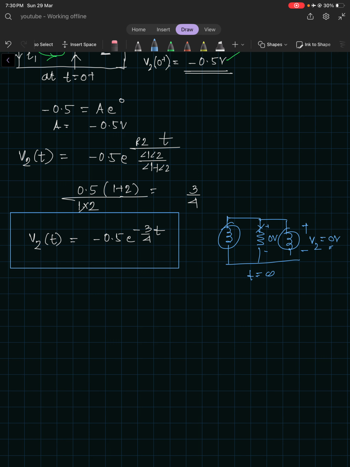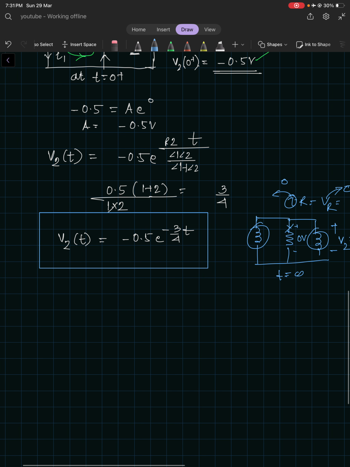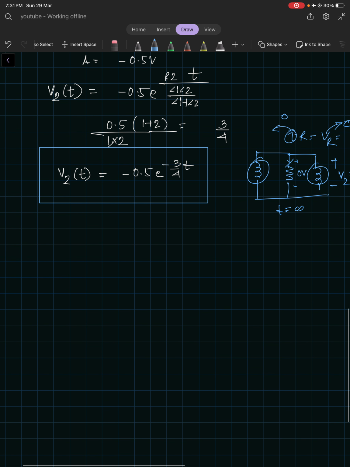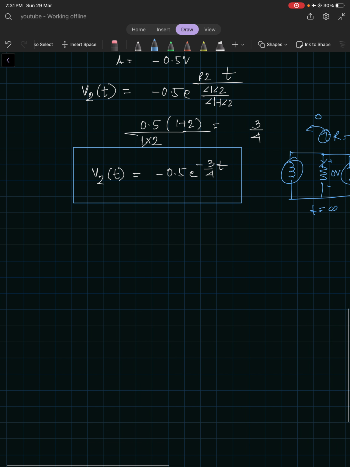At least the current is not passing through the resistor, right? Because I times R is equal to V across R, and this voltage is becoming 0, it means I is becoming 0, right? The resistor is not going to be 0, the current flowing through this resistor is going to be 0, right? Okay, now we have found the value of V2.